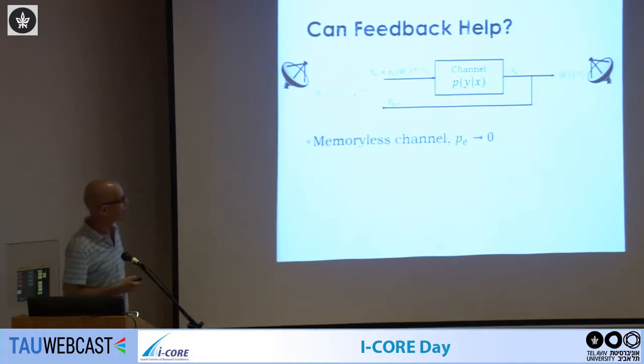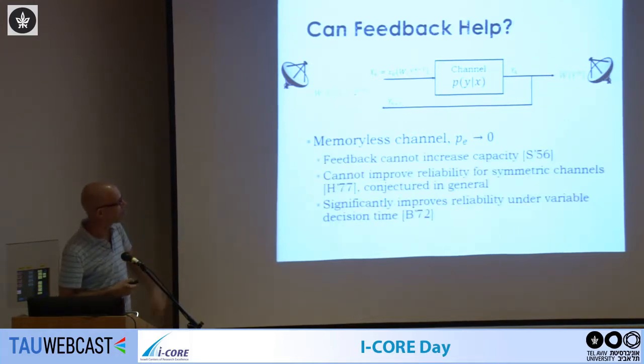So here's one answer. If the channel is memoryless and we want the vanishing error probability, then it was already observed by Shannon in '56 that feedback cannot increase capacity. So it doesn't help you in terms of increasing your rates. More than that, it cannot even improve your reliability in many cases. For a large class of symmetric channels, you cannot get a better behavior of error probability. This is conjectured to be true in general, but not proved.